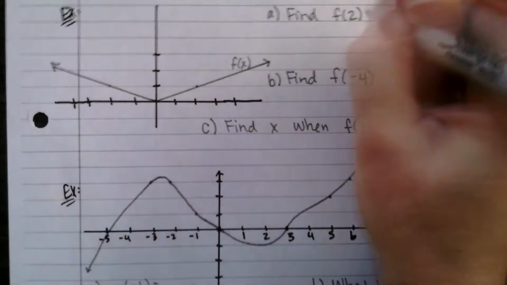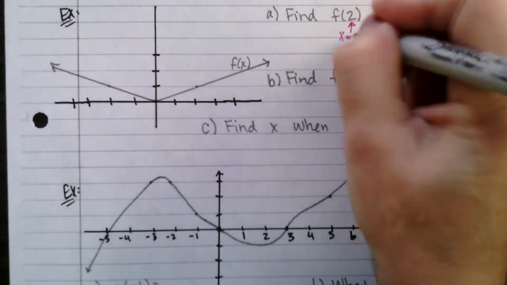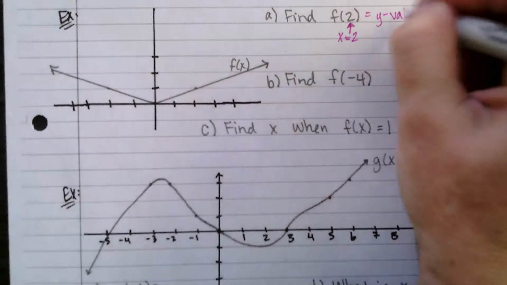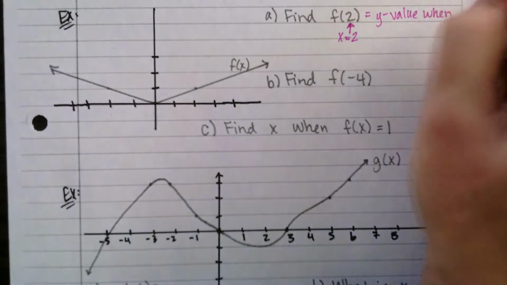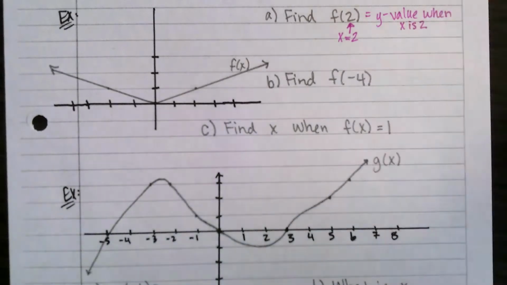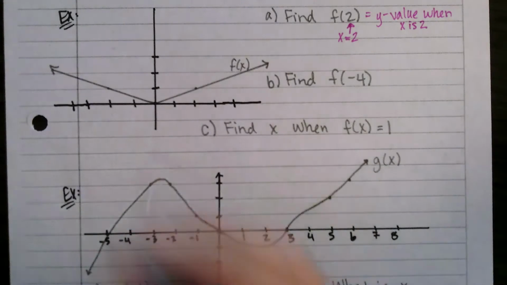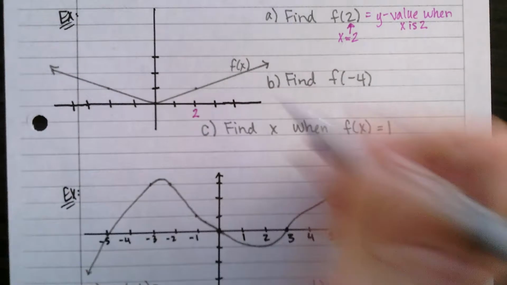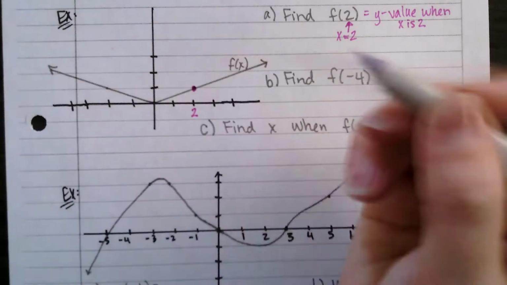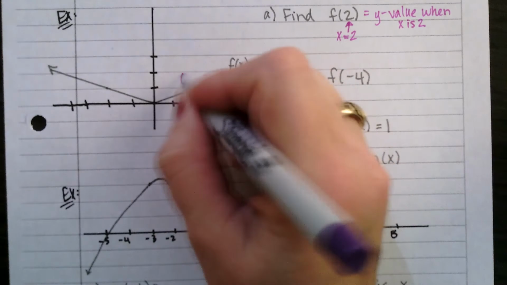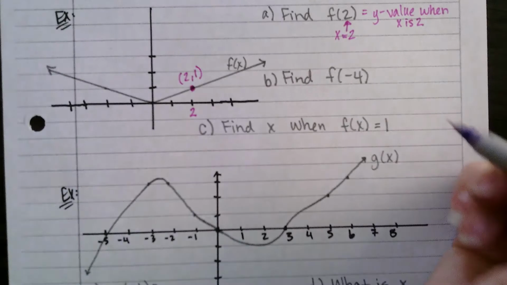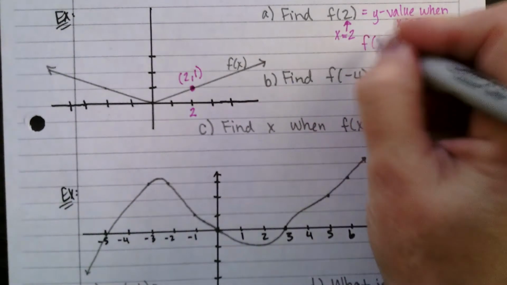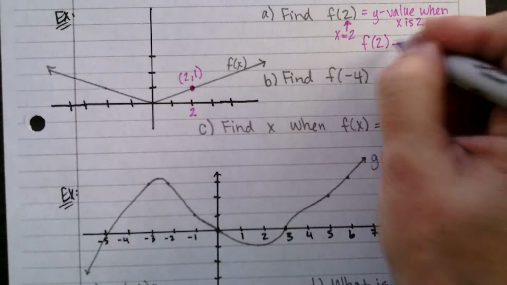F of 2 means that x equals 2, and f of 2 is going to be the y value when x is 2. So the way that we'll find that is by looking on our graph, and here's where x equals 2. So I go onto my graph and I see what the ordered pair is there, and that ordered pair is 2, 1. So f of 2 means the y value when x is 2. So I would say that f of 2 equals 1.